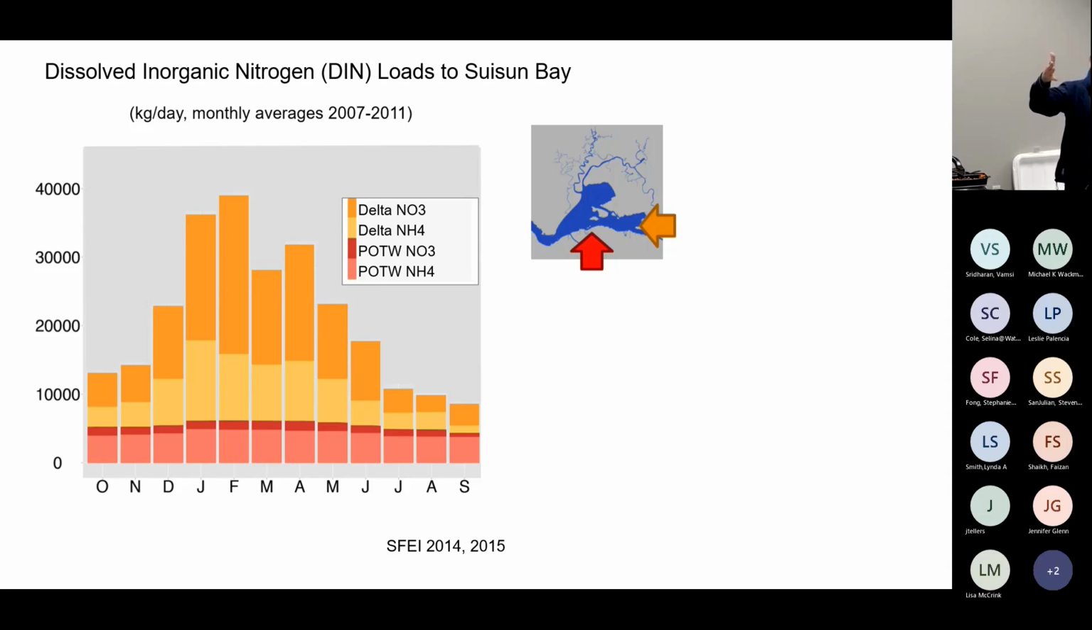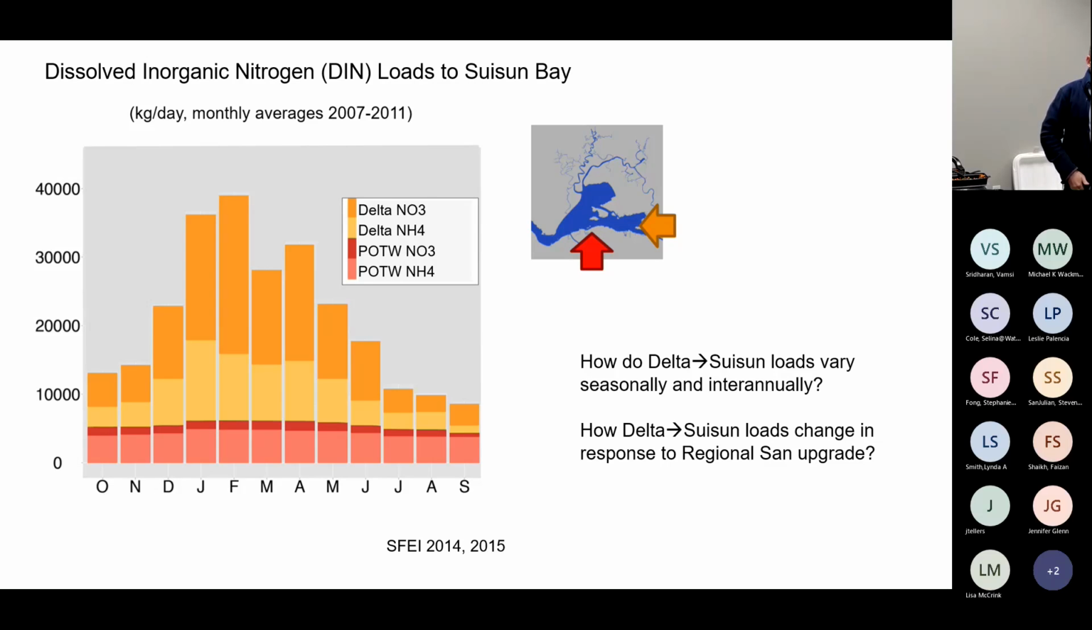And so you can see the really strong seasonal variation, including dominance of nitrogen loads coming from the delta into Suisun Bay. And so a key question here, in order for us to understand not only conditions in Suisun Bay, but also elsewhere down gradient in the system: how do delta to Suisun loads vary seasonally and interannually? How do delta Suisun loads change in response to the regional sand upgrade? And this was something that we can use some empirical approach, making fluxes into the system based on observational data, but once you actually fundamentally change the system, you can no longer rely on those empirical approaches. And so we knew we needed to get ourselves up into the delta somewhat, at least, to be able to simulate those fluxes coming out into the rest of the system.